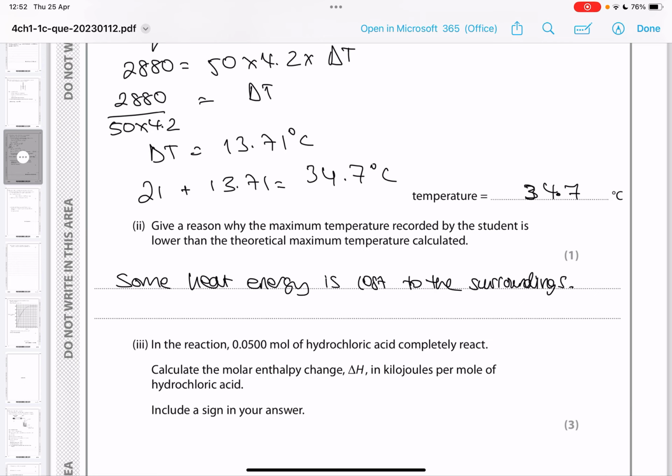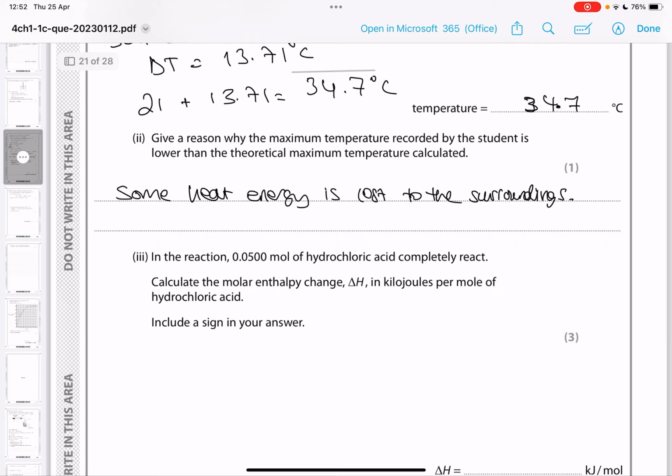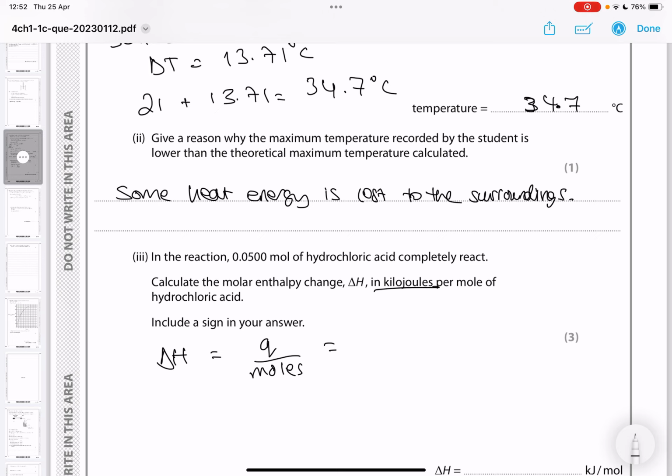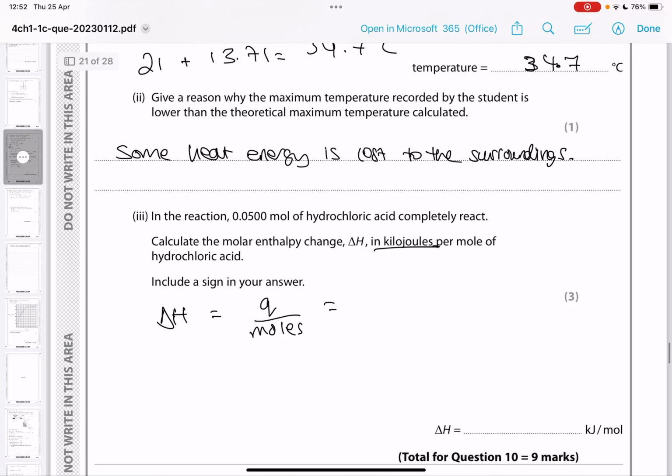Next, in this reaction, 0.05 moles of hydrochloric acid completely react. Calculate the molar enthalpy change delta H in kilojoules per mole of hydrochloric acid. Include a sign. Okay. So when you work out the enthalpy change, this is another formula you need to remember. Delta H equals Q divided by moles. Okay, Q is going to be in kilojoules, and they've said the units is kilojoules. So they've given us Q at the beginning. It was 2,880 joules, the heat energy change.